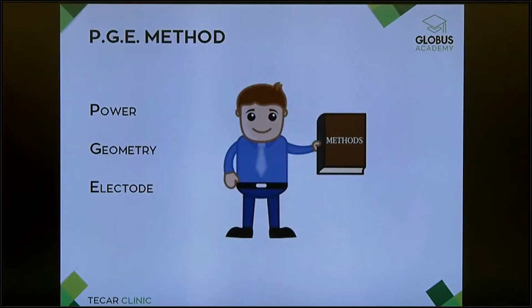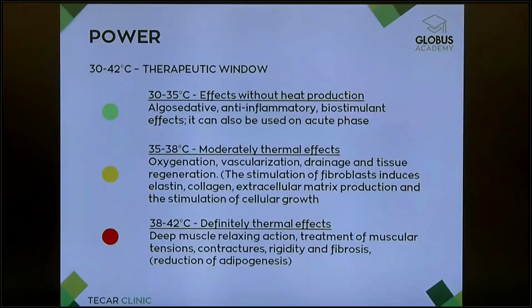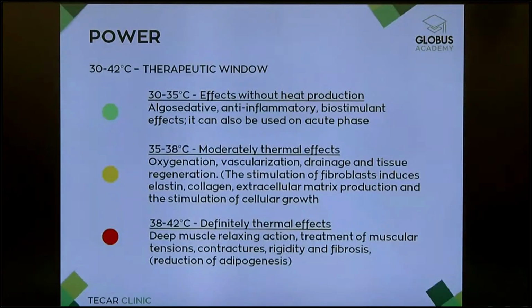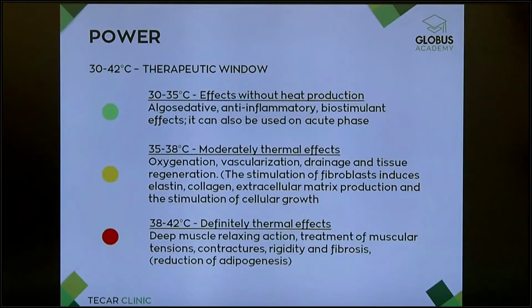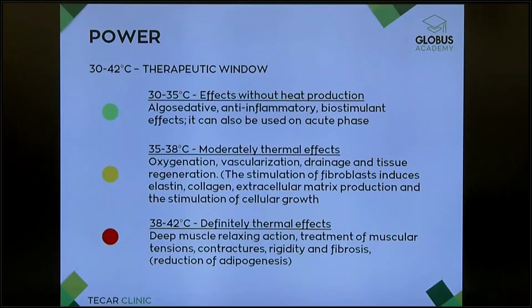So we have already spoken many times about this method. Just keep in mind these three variables: the power, the geometry, and the electrode. What about the power? We already said that there is a therapeutic window between 30 and 42 degrees Celsius. And we have to understand that if we want some biostimulant effect, we want to reduce the pain, but without the production of heating, we have to choose the first window, the green one. Okay, so we are always between 30 and 35 degrees Celsius.